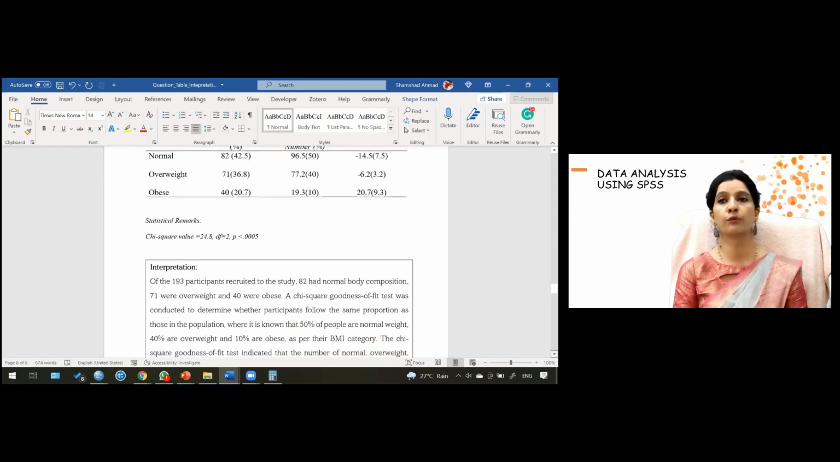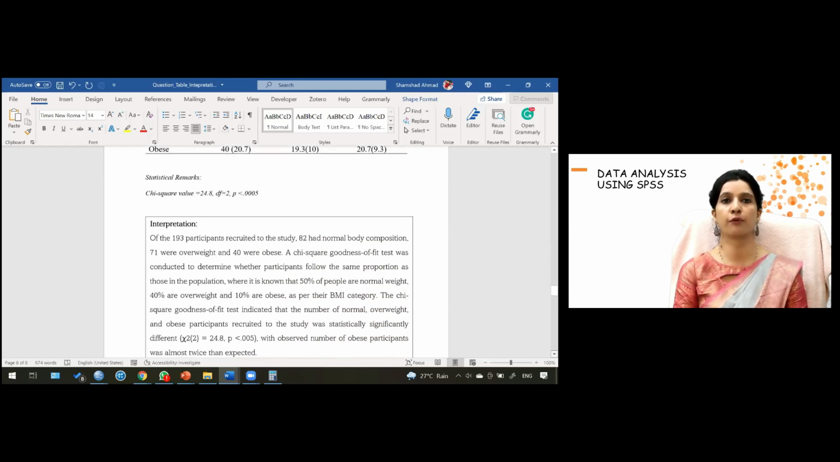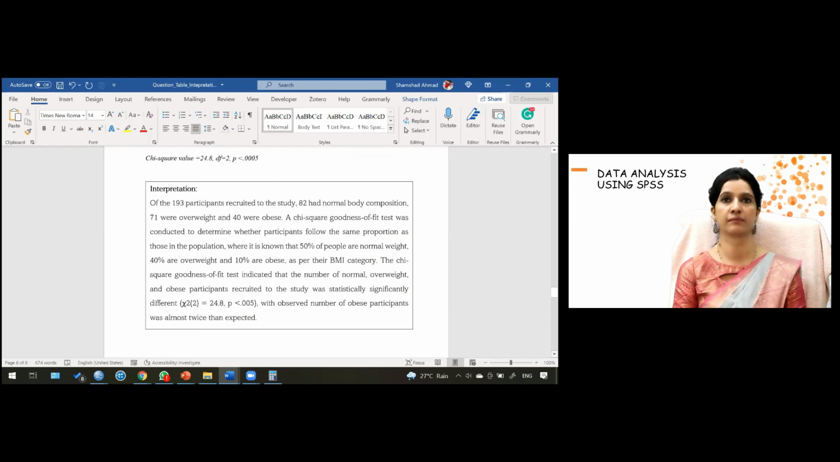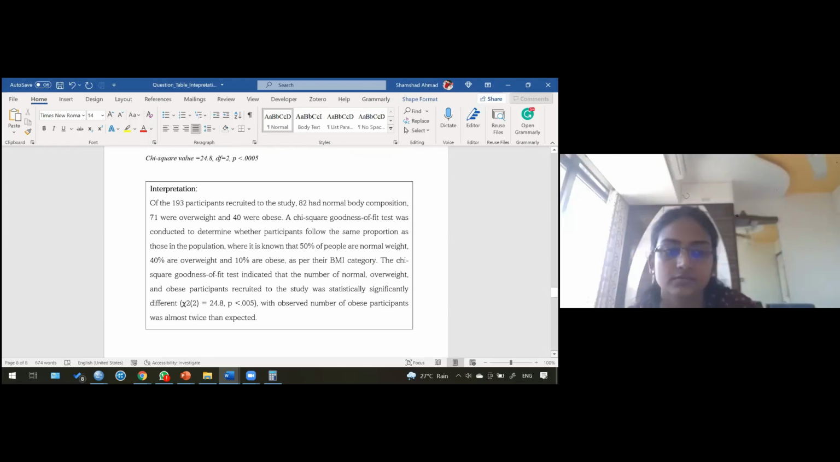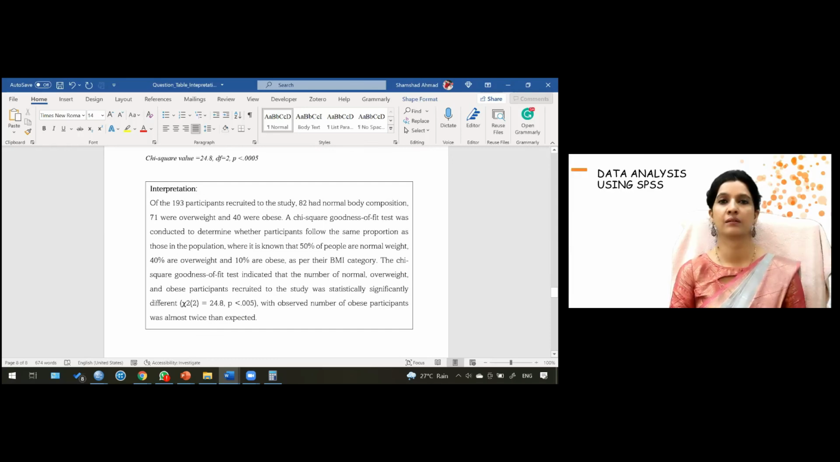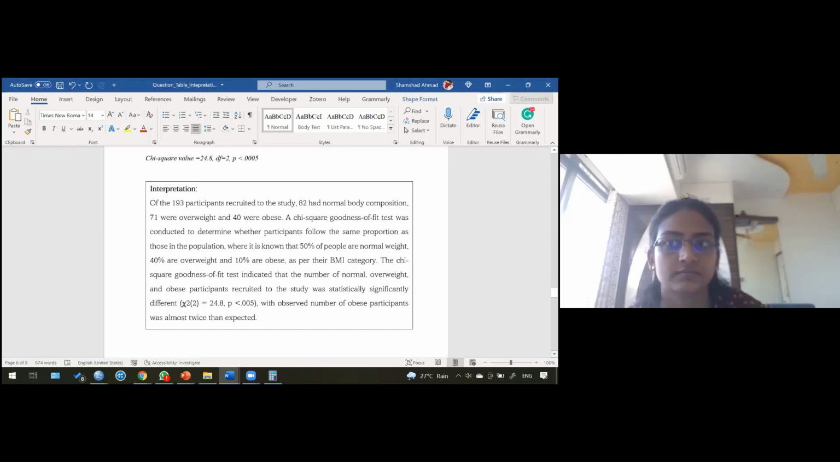So one of you can read this interpretation for me. Who would like to read this for me? Yes, ma'am. Hello? Mehar has raised her hand. Yes, please read this for us.